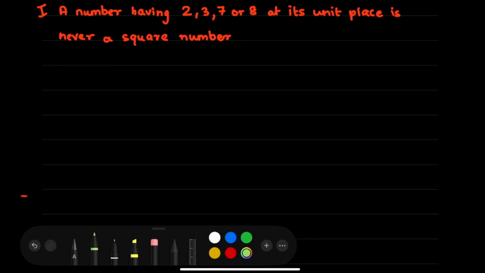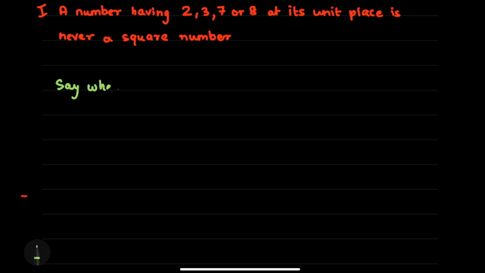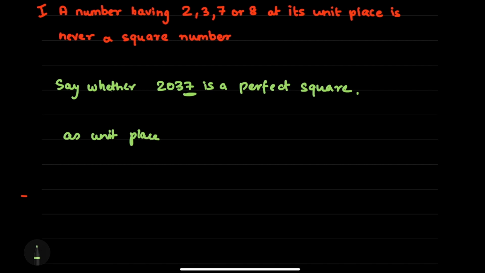The type of questions that come with these kinds of properties is that we need to tell whether a number is a square or not. So say, whether 2037 is a perfect square. Using the property above, we know that the unit place is 7. As the unit place is 7, this is not a perfect square. So that's how we tackle questions like this.